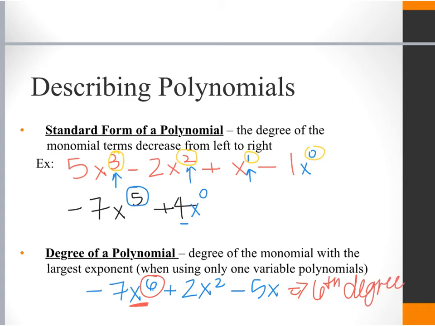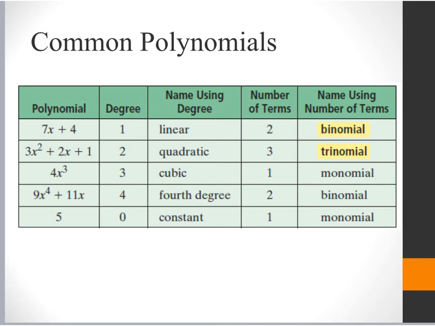polynomial. Now, as you'll see here in just a second, we do have some names for some common degrees of polynomials. So here is a chart, and it talks about the degrees. Okay, so you can see if we have a first degree polynomial, this is going to be a linear function, or when I graph it, it's a straight line.